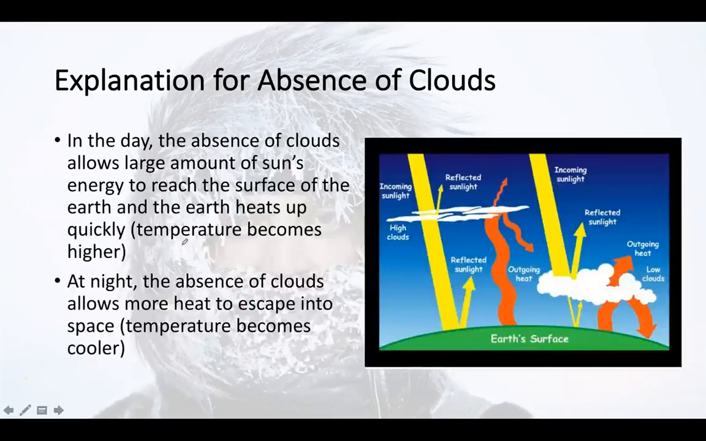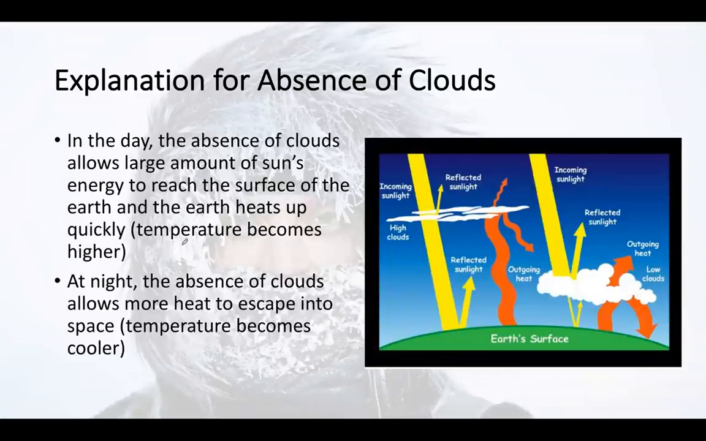Now, to the next point: what will happen when there is an absence of clouds in the sky? In the daytime, the absence of clouds allows large amounts of the sun's energy to reach the surface of the earth, and the earth heats up very quickly. Temperature becomes higher. So if you look up and you do not see any cloud cover, most of the radiation from the sun will be directly absorbed by the surface of the earth, and this means the surface of the earth will heat up very quickly.